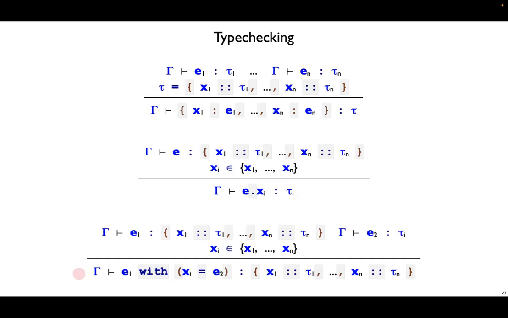And now for a record set, e1 with xi mapped to e2 has a record type as long as e1 has the same record type and e2 has a type tau i that matches the xi on the inside of the record.